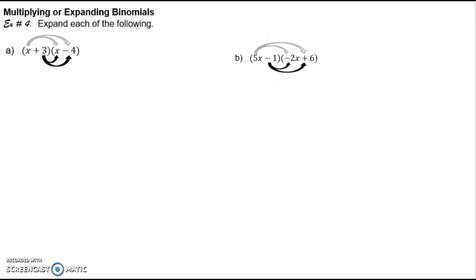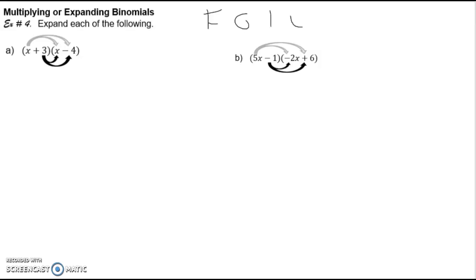All right, so multiplying or expanding binomials. We're going to expand each of the following. First things first, I'm going to write down FOIL. FOIL is going to save us. It's going to help us remember what order to do everything.